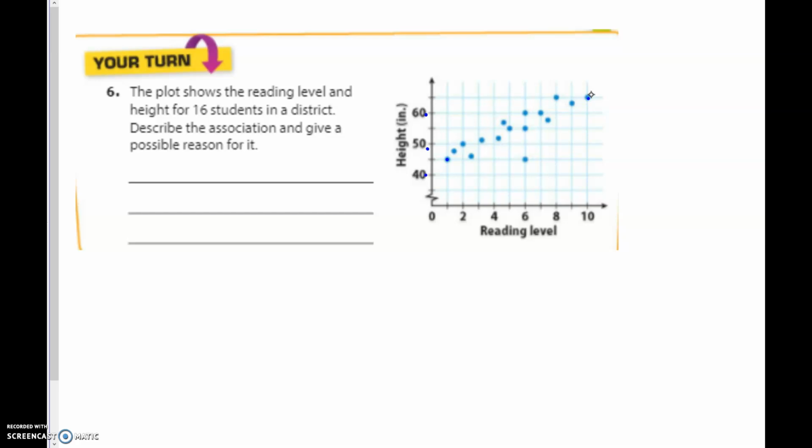So does it make sense that we're talking about 1st or 2nd graders compared to 10th graders? And what's typically going to happen between a 10th grader and a 1st grader? Well, their reading level is probably going to be higher. So this looks like a positive association here. So this is a positive association, and notice that they are saying students, not adults. For 16 students, a possible reason is because the taller you are, the older you are, and that is more than likely going to have you be a better reader.